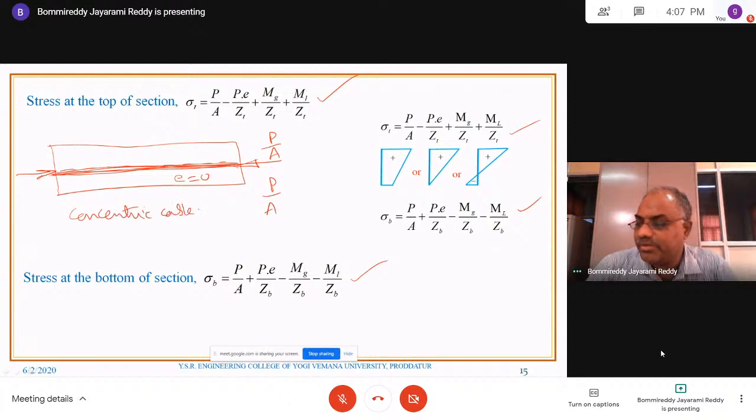Concentric cable. That means the cable is provided concentrically, passing through the neutral axis. So the second term is neglected, and whatever the third term is, it is nothing but M by Z_T and here minus M divided by Z_T. So this is the equation when the cable is located at the center neutral axis, passing through the longitudinal neutral axis.